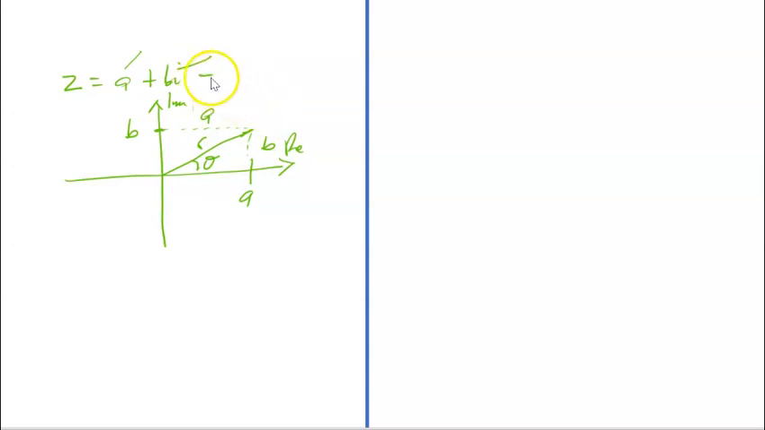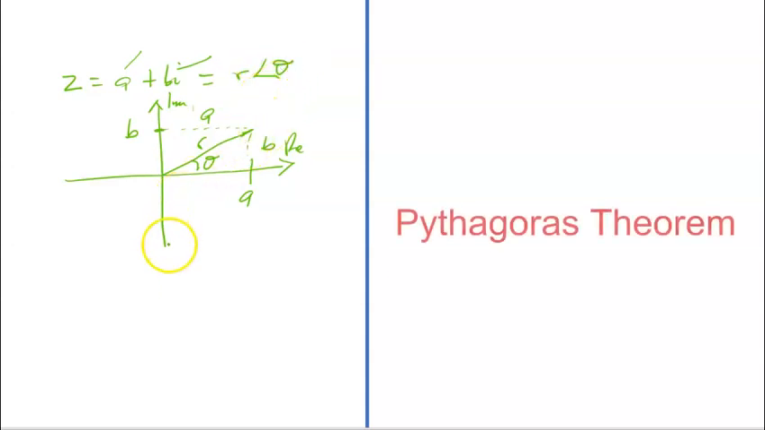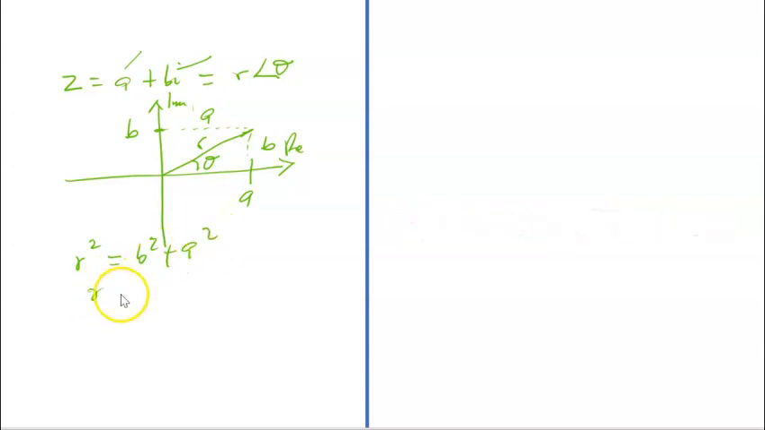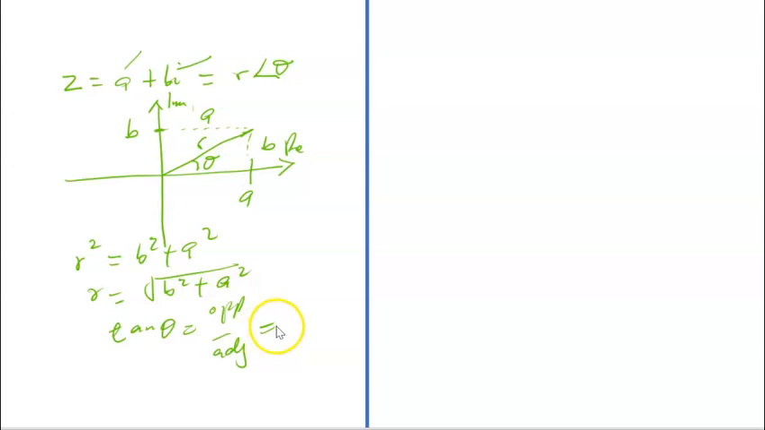My polar form tells me that this same z is the same thing as r at an angle of theta. From Pythagoras' theorem, you can deduce that r squared is the same thing as b squared plus a squared, so r will be the square root of b squared plus a squared. At the same time, tan theta is opposite over adjacent. Considering the angle theta in this diagram, the opposite is b and the adjacent is a, so tan theta is equal to b over a.